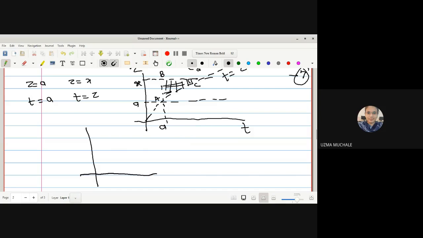What we are doing, this is say T and this is the Z axis. So Z has limits from some constant A to X, and T is from A to T equal to Z. T equal to Z is the line passing like this. So this is the area of integration. Now, if I want to change this, what do I have to do?